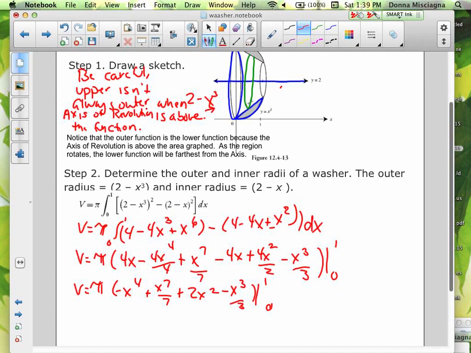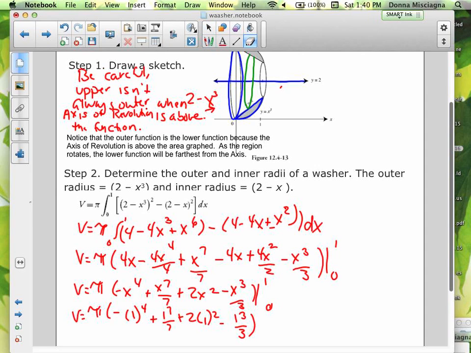So now we'll just do the plug-in. Our volume is pi, and we've got negative 1 to the 4th, the negative's not in the parentheses, plus 1 to the 7th divided by 7, plus 2 times 1 squared, minus 1 cubed divided by 3, and then, of course, minus 0. Because if I plug in 0, I'm just going to have a bunch of zeros. Make sure, though, that when you have a 0, that it's really 0. Sometimes students do that with cosine. They have a minus 0, and they don't plug in 0 to cosine or e to the x, and then it makes a difference. This one doesn't make a difference.